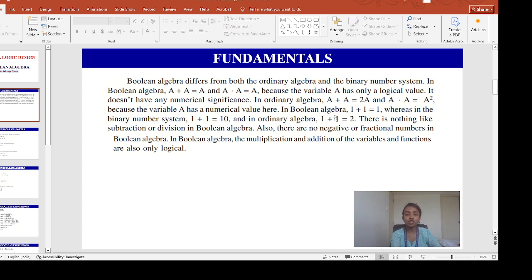And in Boolean algebra, 1 plus 1, if you add 1 and 1, it will give you 1. Whereas in binary system, if you add 1 plus 1, it will give you 10. Whereas in ordinary algebra, we know 1 plus 1 is 2. So there is nothing like subtraction or division in Boolean algebra. Also, there are no negative or fractional numbers in Boolean algebra. In Boolean algebra, the multiplication and addition of the variables and functions are also only logical.